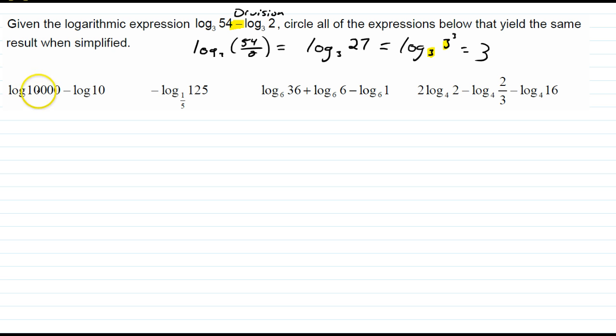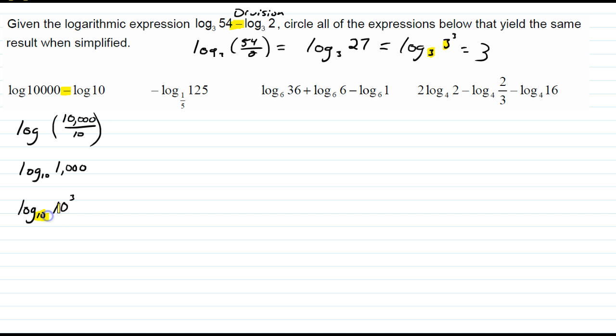So when there's no base, it's base 10. Okay, so we see the subtraction again, so we're going to divide. So this becomes log of 10,000 divided by 10, which becomes log of 1,000. And remember, this is base 10, so we want to figure out 10 to what power equals 1,000. And that's 10 to the third power.